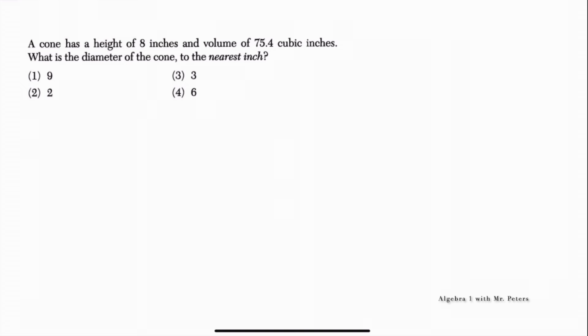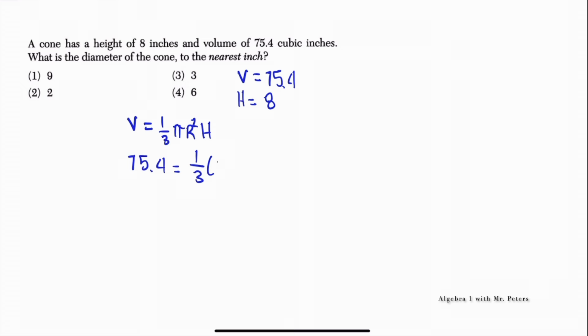A cone has a height of 8 inches and a volume of 75.4 cubic inches. What is the diameter of the cone to the nearest inch? So we know the volume of a cone is going to be V is equal to 1/3 pi times r squared times h. And we do know what the volume is, and we do know what the height is. So when we substitute, we have 75.4 is equal to 1/3, I'm going to substitute 3.14 for pi, times r squared times h.